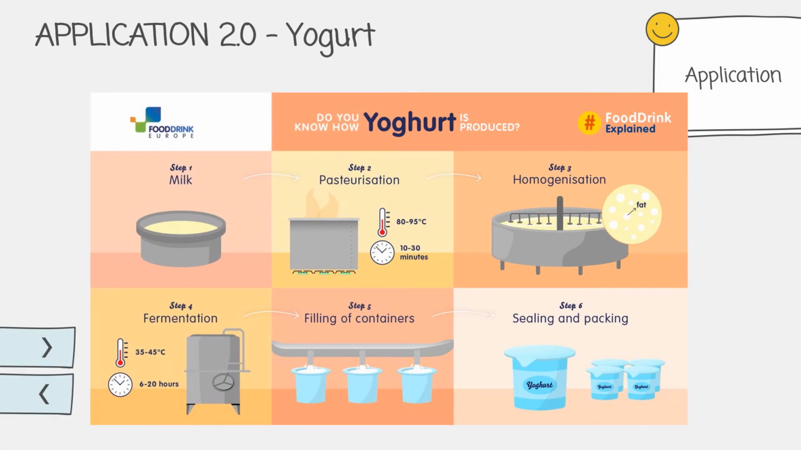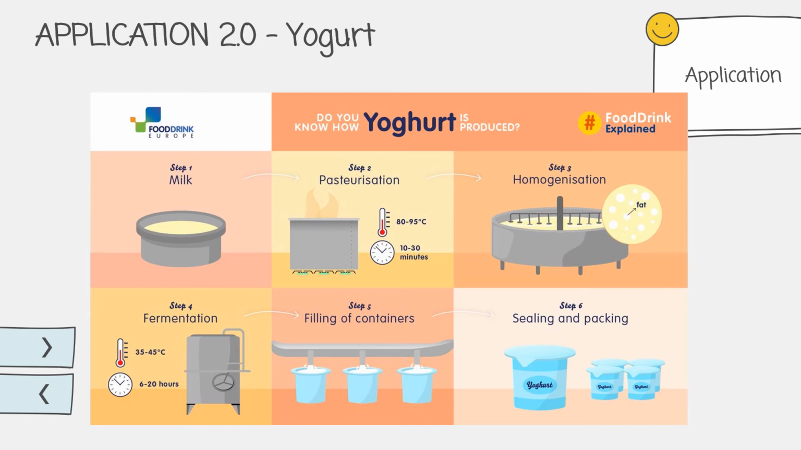The second application is in the making of yogurt. Firstly, get the milk from the cow. Second is to sterilize all the equipment to eliminate any unwanted bacteria or organisms. Third is pasteurization. The milk must be heated to 85 to 95 degrees Celsius within 15 to 30 minutes. This is to kill all the microorganisms originally inhabiting the milk.